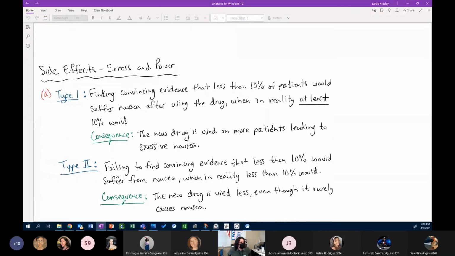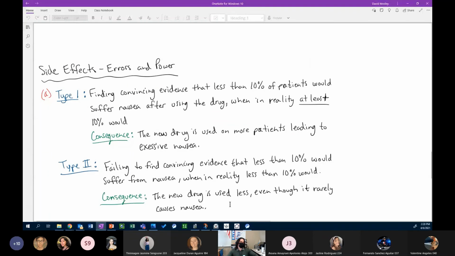So first, part A, what is a type 1 and type 2 error in this setting, and what is the possible consequence of each? A type 1 error in this context would be finding convincing evidence that less than 10% of patients would suffer nausea after using the drug, when in reality at least 10% would. A consequence is the new drug is used on more patients, leading to excessive nausea. A type 2 error would be failing to find convincing evidence that less than 10% would suffer from nausea, when in reality less than 10% would. Consequence, the new drug is used less, even though it rarely causes nausea.